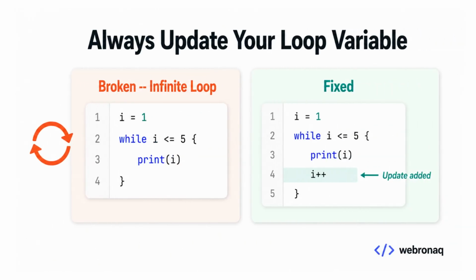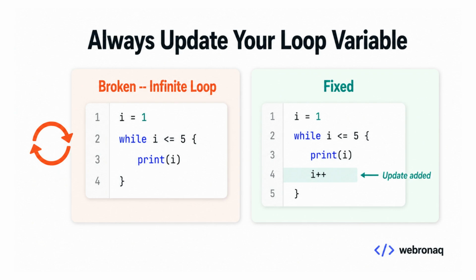Alright, here is a mistake almost every beginner makes at least once. Take a while loop checking whether i is less than or equal to 5, but inside the block, you only print i and never change it. i stays 1 forever. The condition is always true, so the loop never stops. Your program freezes. That is an infinite loop. The fix is always the same. Make sure something inside the loop moves you closer to the condition becoming false.